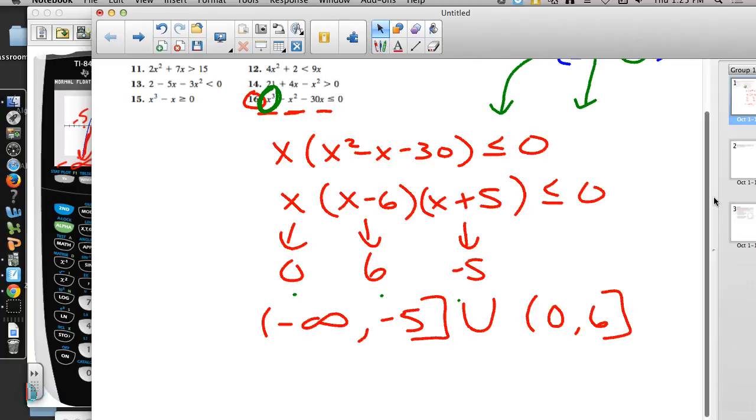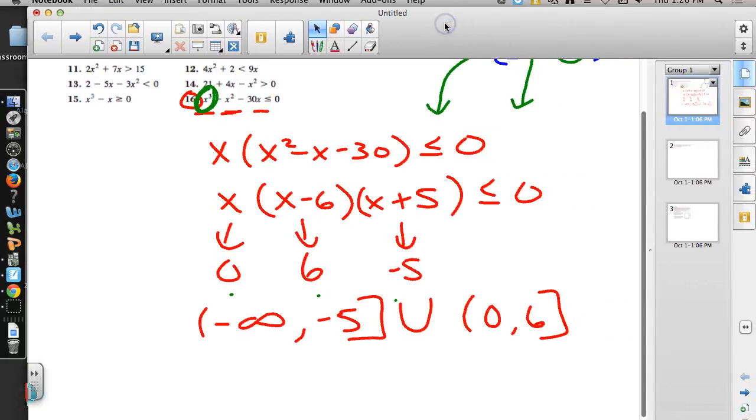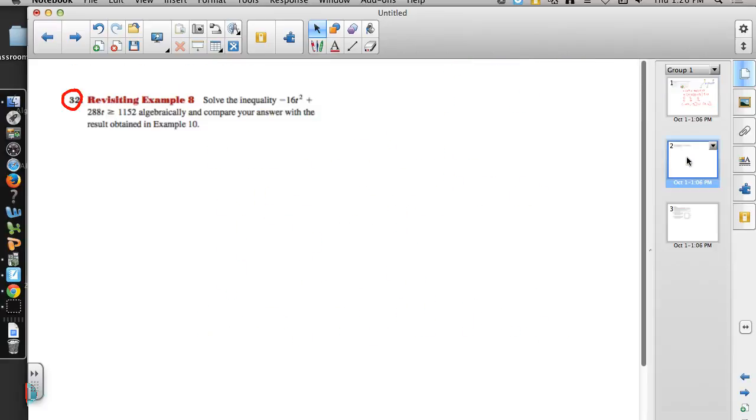So once we get past a quadratic, and even with quadratics, we should usually make a sketch so that we can see exactly what's going on and make sure that we're able to follow our zeros. Next one that was asked for was number 32.